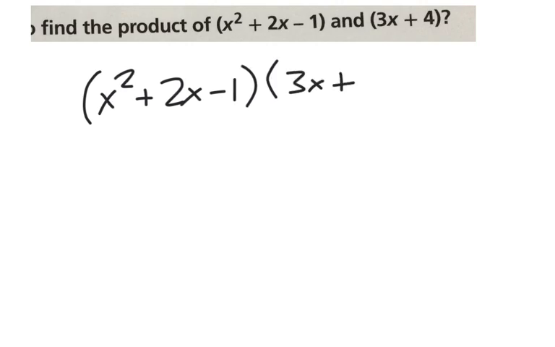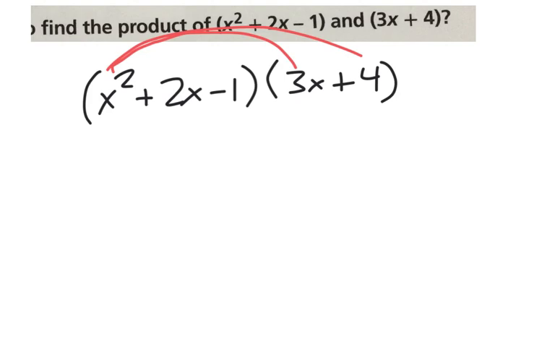It tells me to find the product of x squared plus 2x minus 1 times 3x plus 4. So I have to multiply them, right? Product, answer to a multiplication problem. So I'm going to take the first term here and multiply it by everything in the second parenthesis.